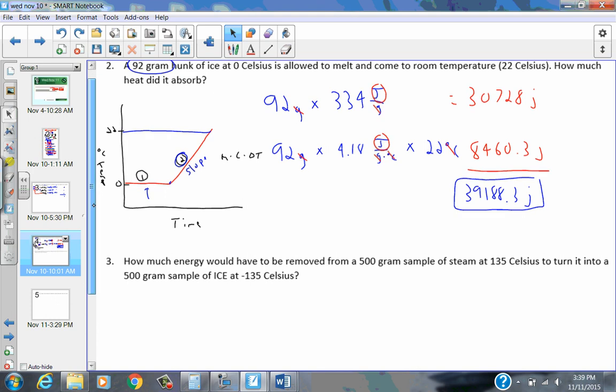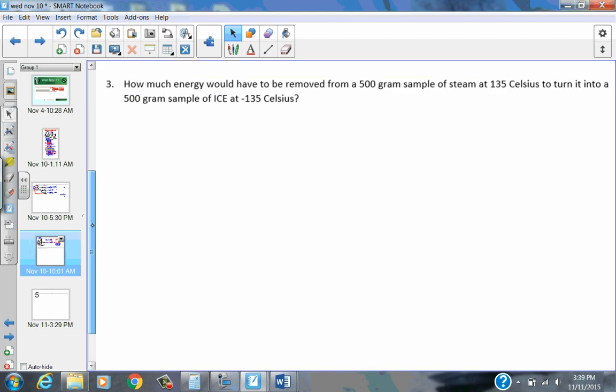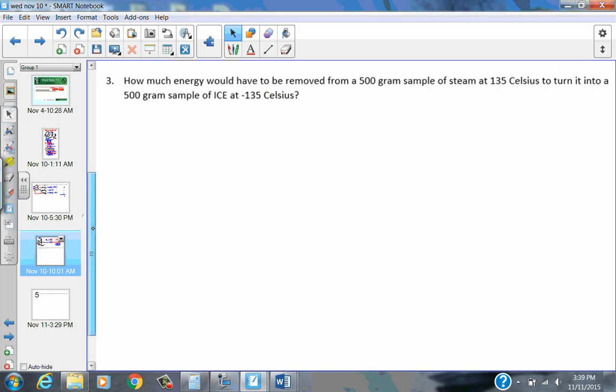Okay, on to number 3. How much energy would have to be removed? And so we're not going to deal with negative numbers. We're not talking about negative energy. We're just going to take away energy. How much? Okay. I don't know what to do with numbers until I draw my heating or cooling curve.